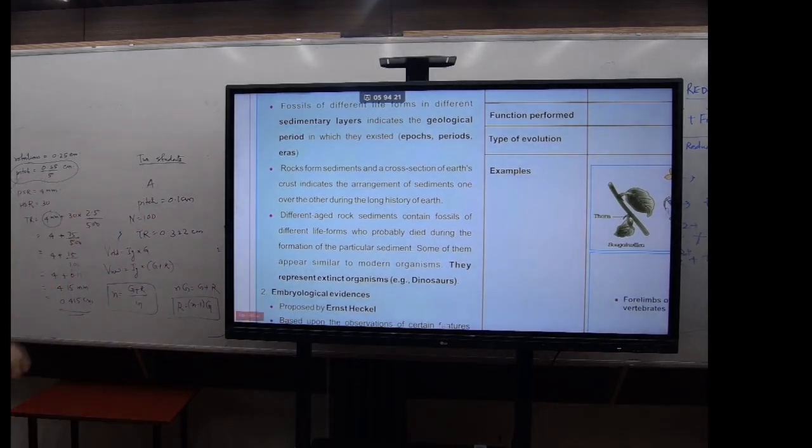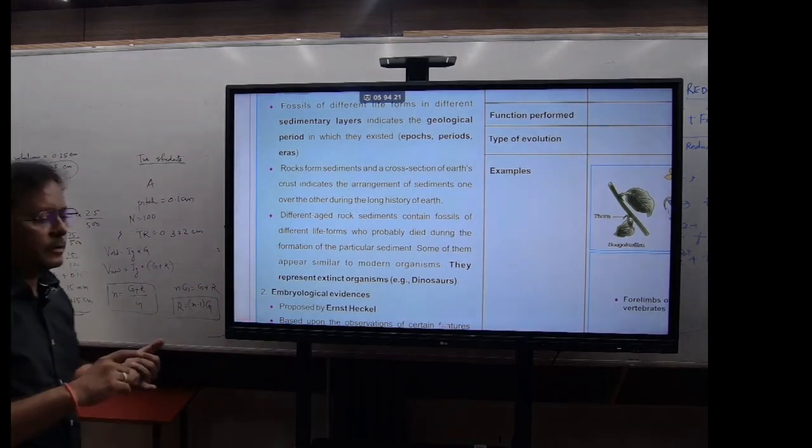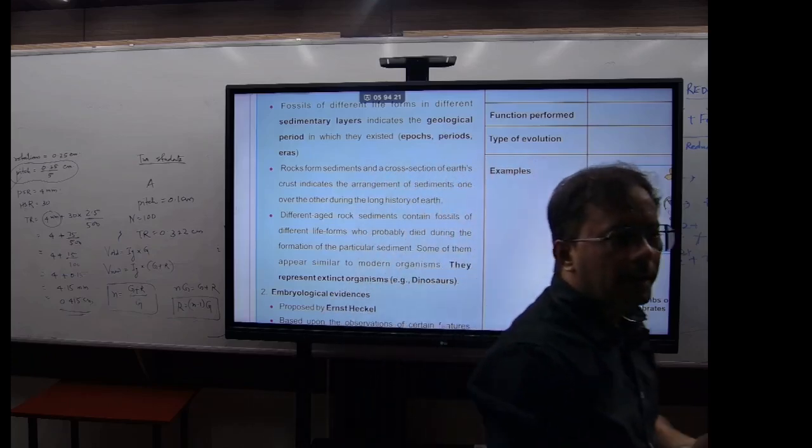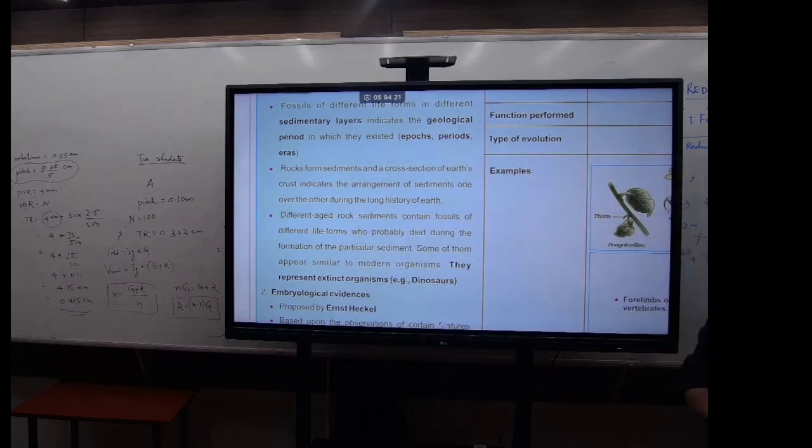You see, rocks form the sediments, and a cross section of Earth's crust indicates the arrangement of sediments one over the other during the long history of the Earth. If you dig the Earth, you can clearly notice that rocks have formed different layers of sediments. Or you can simply say Earth is not just one layer, it is formed with new layers one above the other.